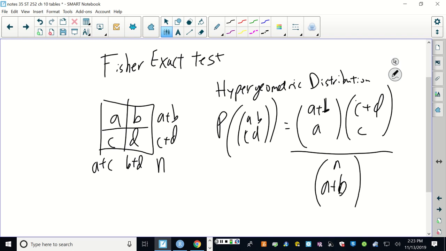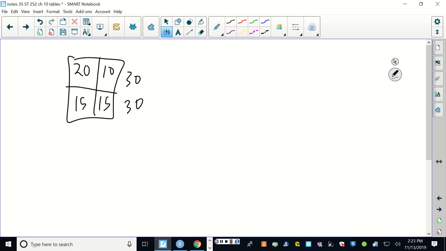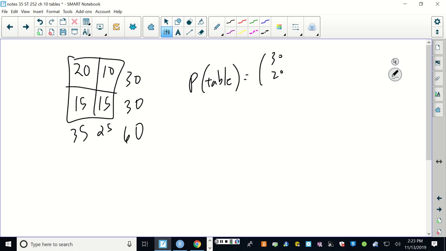So let's say we had a 2 by 2 table with 20 and 10, and 15 and 15, so there's 30 here and 30 here and 60, and these add up to 35 and 25. The probability of this particular table under that hypergeometric, we'd have 30 choose 20 and 30 choose 15 following the notation, and then 60 choose 30, 35, maybe A plus C is supposed to be there.